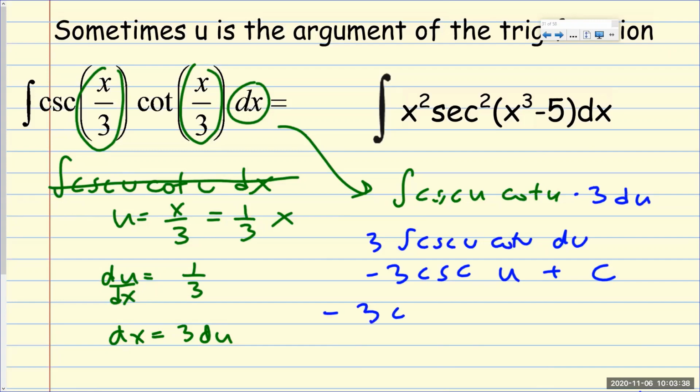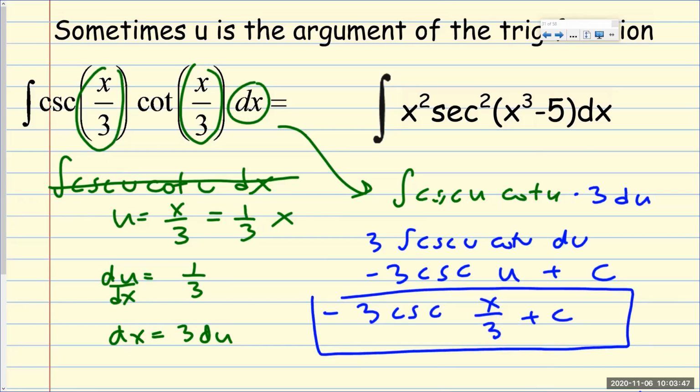To get the right answer, you want to go back in and put in your u. So that's not really bad until you do it by yourself. Then it becomes bad. Let's do the next problem right next to it. This x squared secant squared of x cubed minus 5. What do you think your u is going to be on that problem?